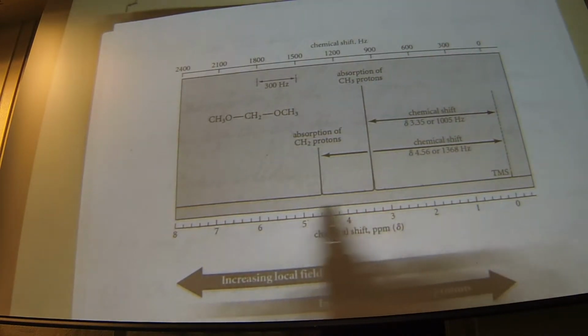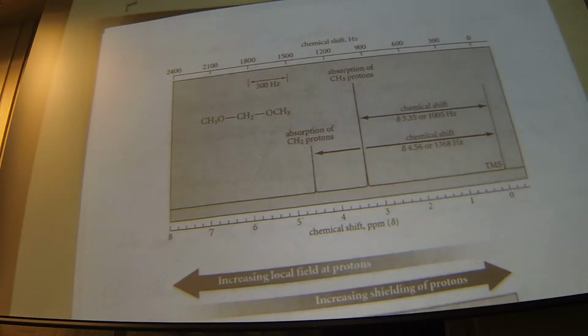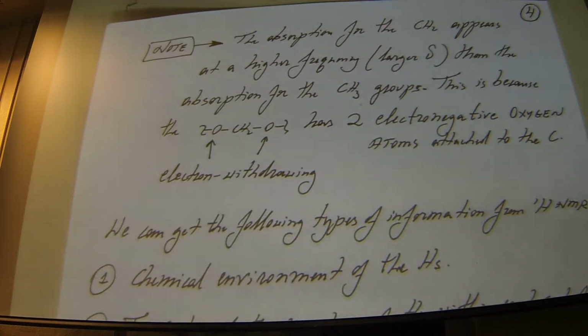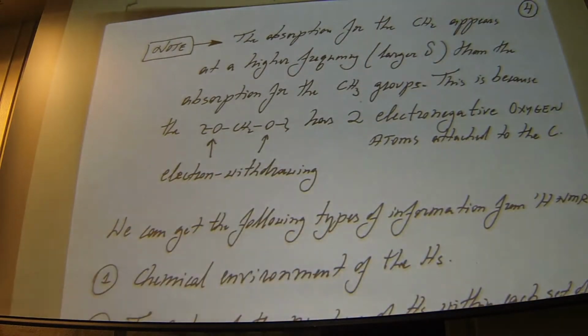That is a difference of about 1 ppm, 1 part per million. That's a huge difference, and the reason is because of the effect, and we're going to see what this is, of those electronegative oxygen atoms. So now it looks as if we get a lot of information from the NMR spectrum.